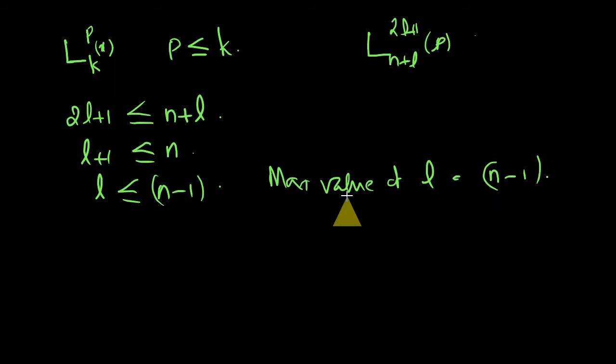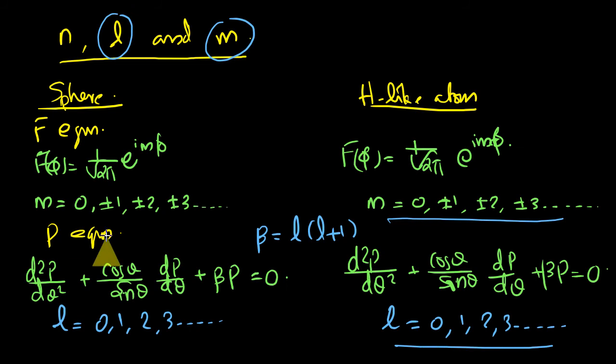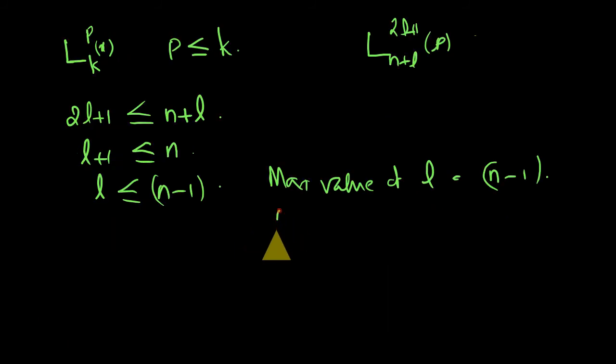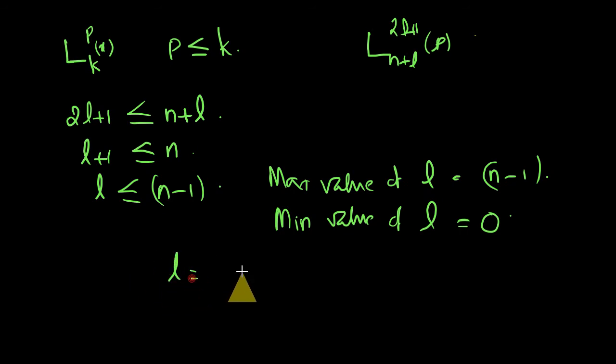Okay. n minus 1 is the maximum value of l. The minimum value we have already established. We already established that l is equal to 0, 1, 2, 3, etc. What is the minimum value here? 0. So l is equal to 0; that is the minimum value of l. So which are the possible values of l then? l is equal to 0 to n minus 1. Okay, these are the possible values of l.